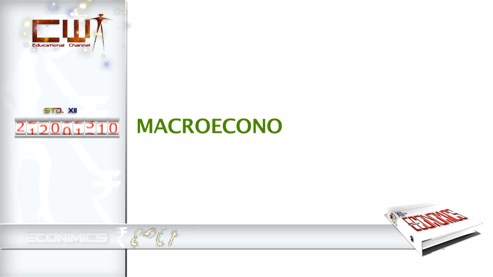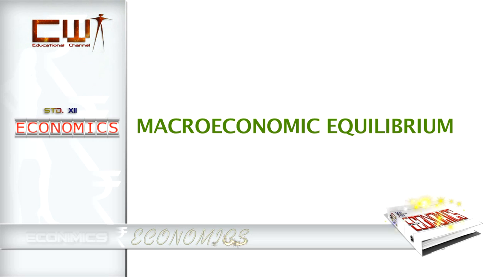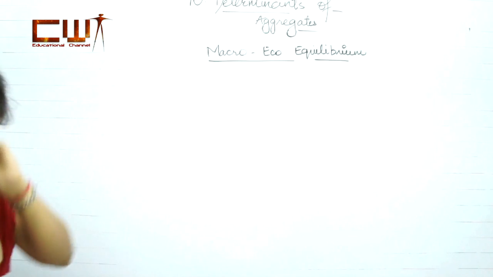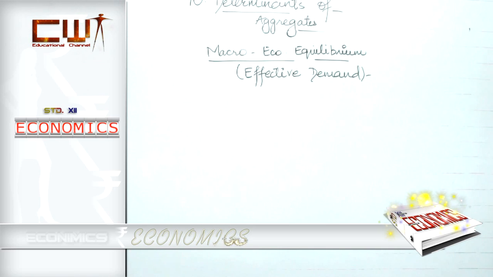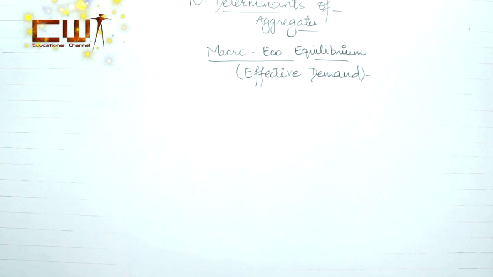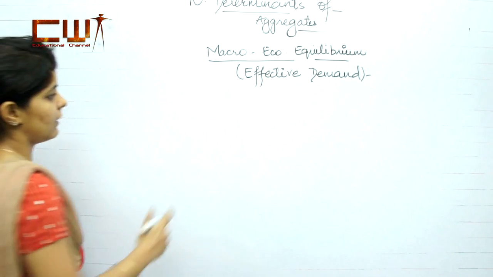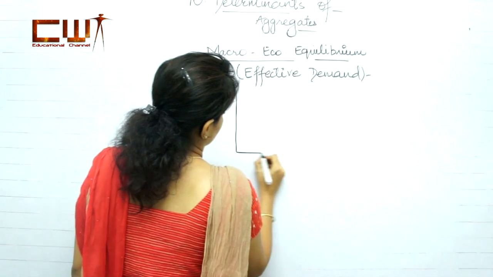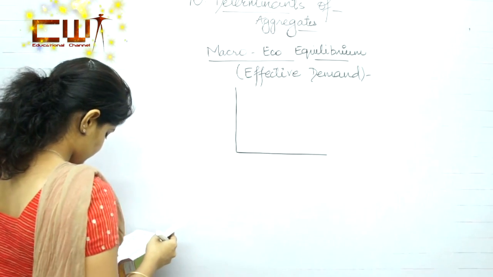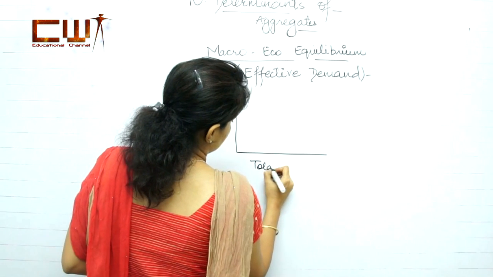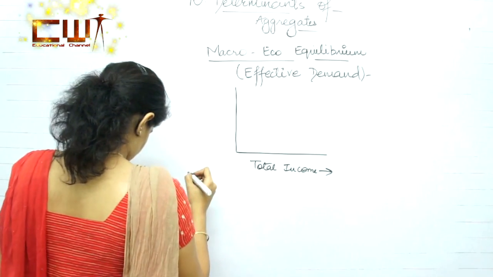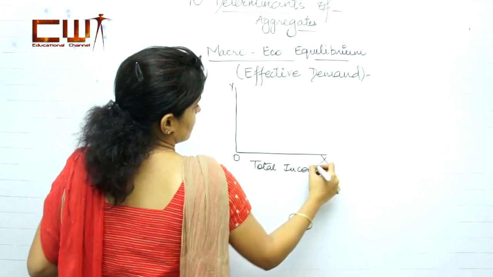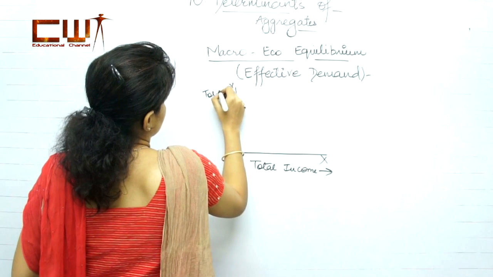Now last you have the macroeconomic equilibrium. Macroeconomic equilibrium is also referred to as effective demand. According to Keynes, the macroeconomic equilibrium is determined by the intersection of aggregate demand and aggregate supply in the economy. You have the curves, with total income here and total expenditure here.